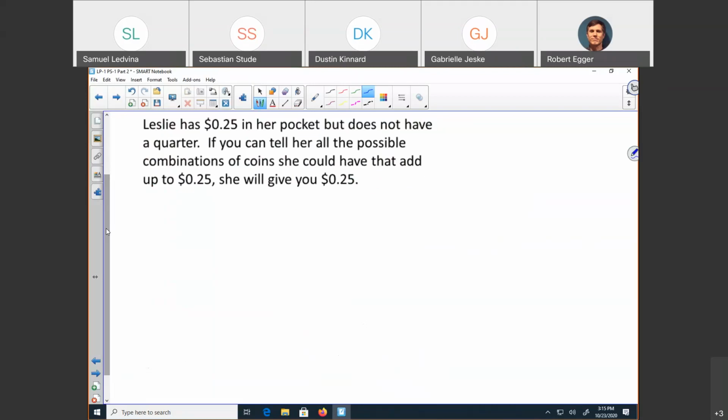So let's do a list. Now, what can make up 25 cents? No quarters, which we don't have any. Dimes, nickels, and pennies.